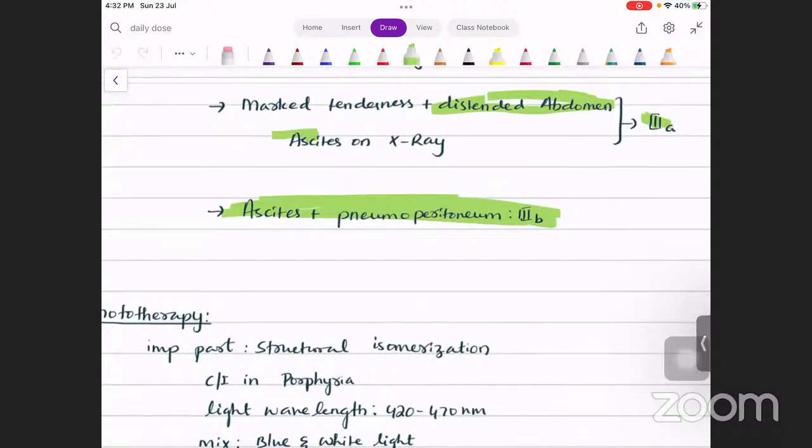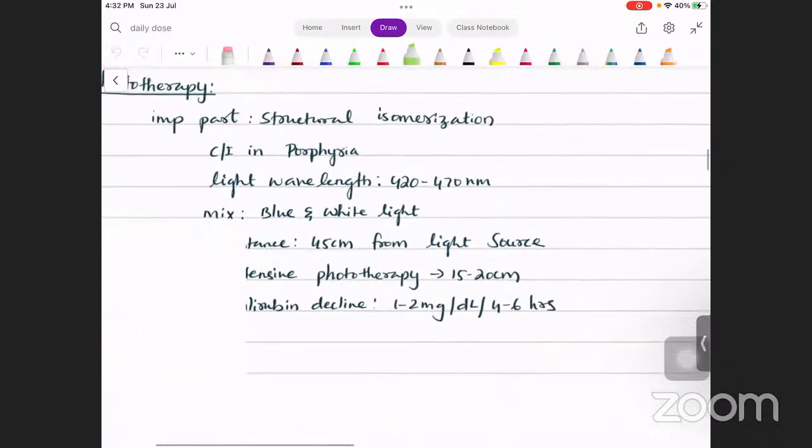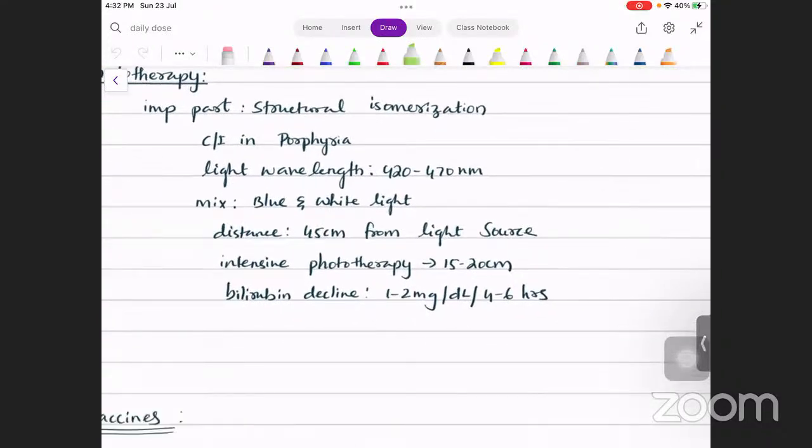Apart from that, neonatal jaundice, where you may use phototherapy. Speaking about phototherapy, the most important part is structural isomerization. It is contraindicated in porphyria, and the light wavelength is 420 to 470 nm.